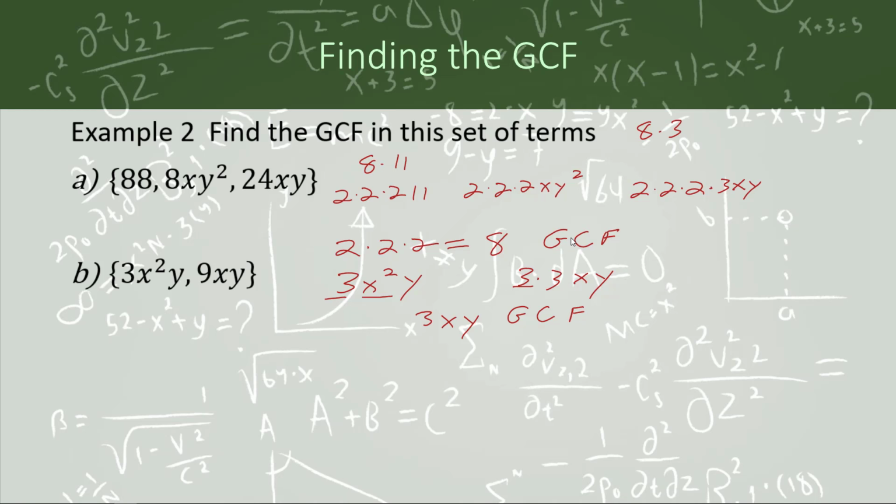Okay, for 3, we have basically a more involved version of 2. We have 9xy, and its prime factorization is going to be 3 times 3 times x times y.